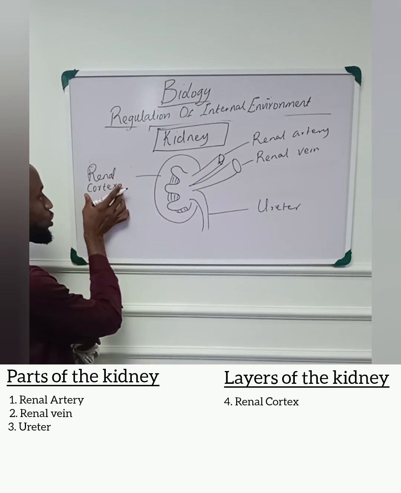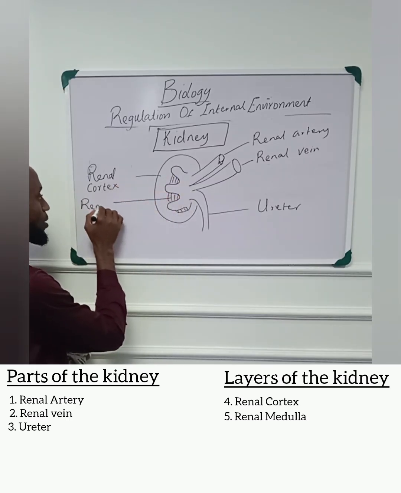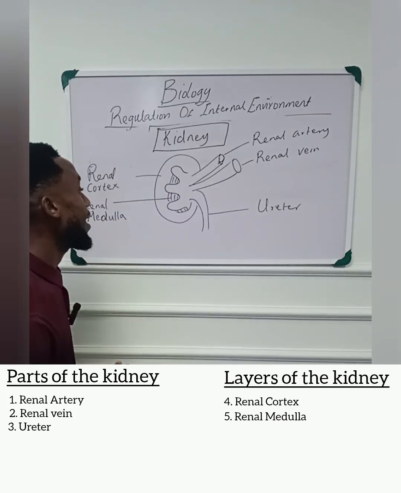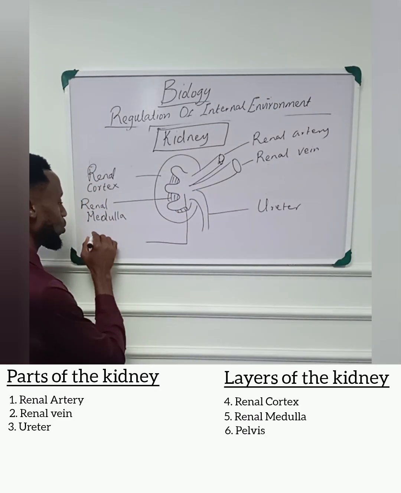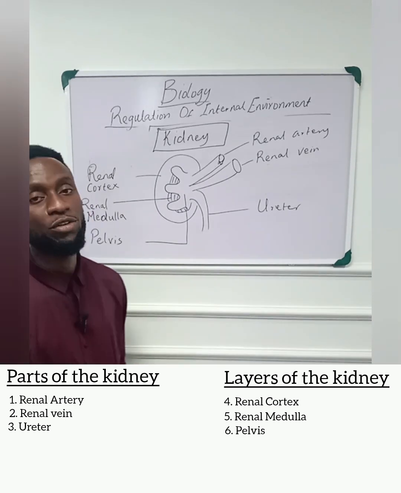In the kidney, we've mentioned the renal cortex. At the middle region, we have the renal medulla. Medulla means center region, middle region. And last but not the least, we have this innermost part here, which is called the pelvis. Some would call it the renal pelvis.